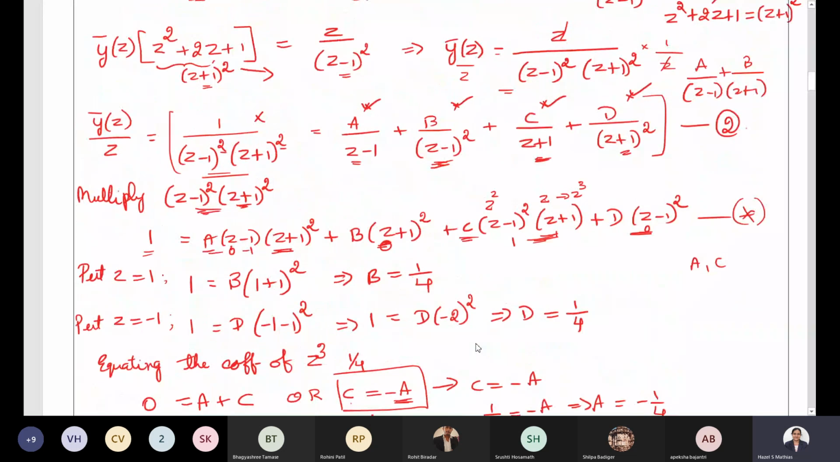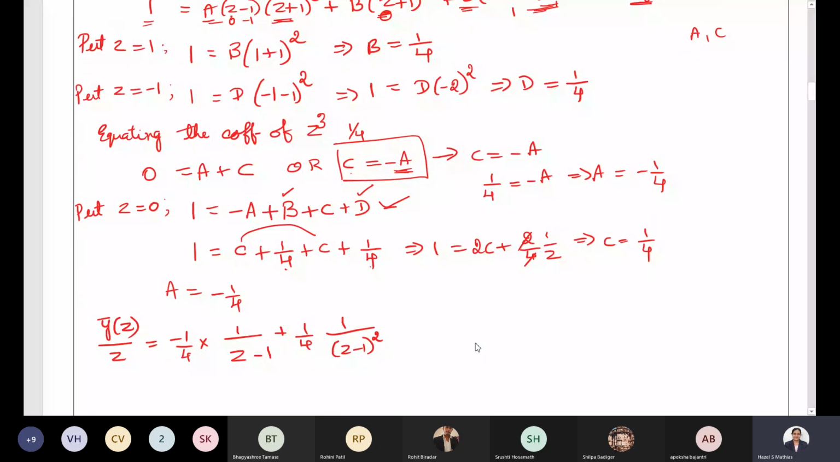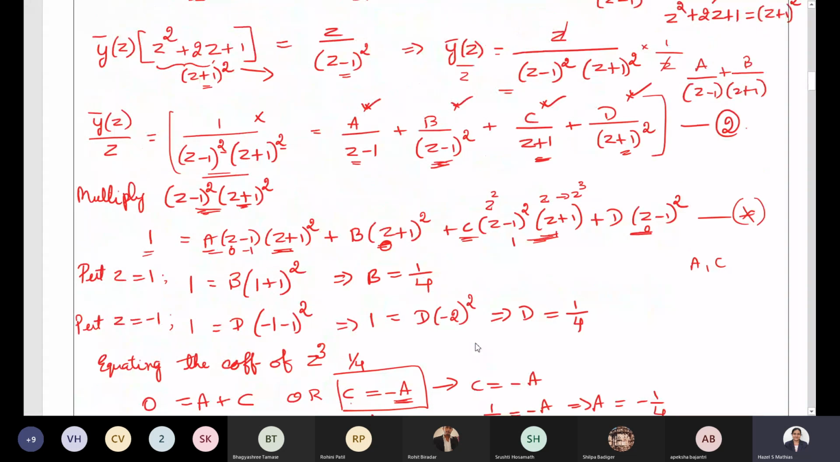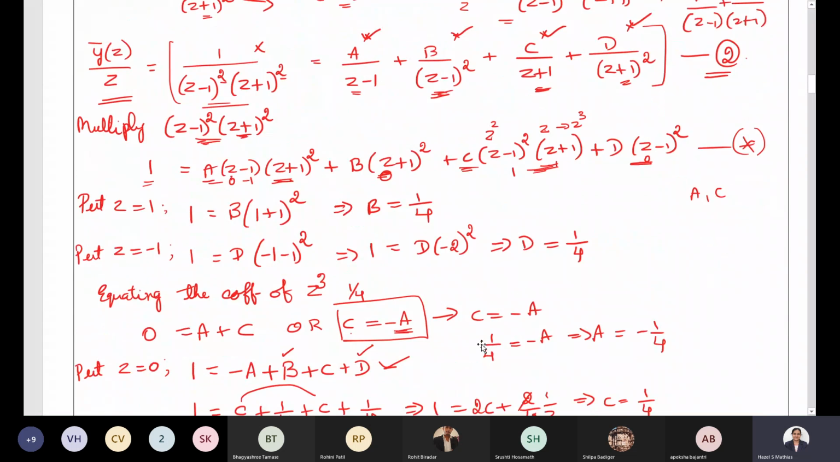Next, c divided by z plus 1. c value is 1 by 4. 1 by 4 into 1 by z plus 1, plus d. d will be 1 by 4 into 1 by z plus 1 the whole square. What we have done, we have substituted the value of a, b, c and d in this equation 2. That is what? It is y bar of z divided by z.